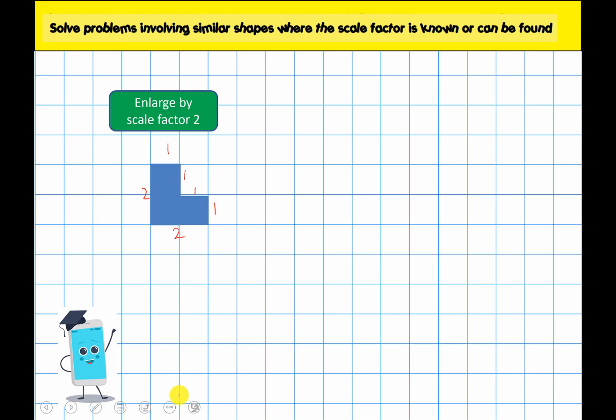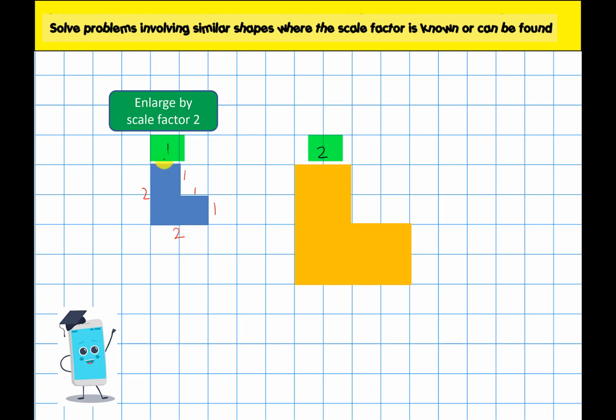Let's take a look at what the new shape would look like. So our new shape here, we can see it's double the original shape. This part here is double the original shape. This part here is double the original shape, and the remaining sides are all double the original shape. So we have enlarged, we've increased it, it's got bigger, it's got larger by scale factor 2, which means it is 2 times bigger. It is double the original shape.